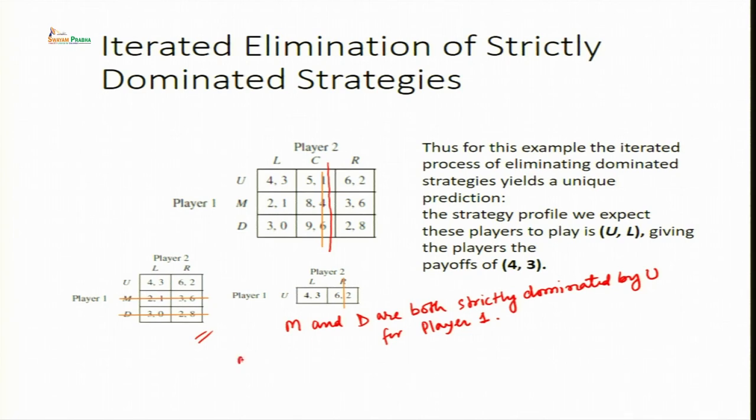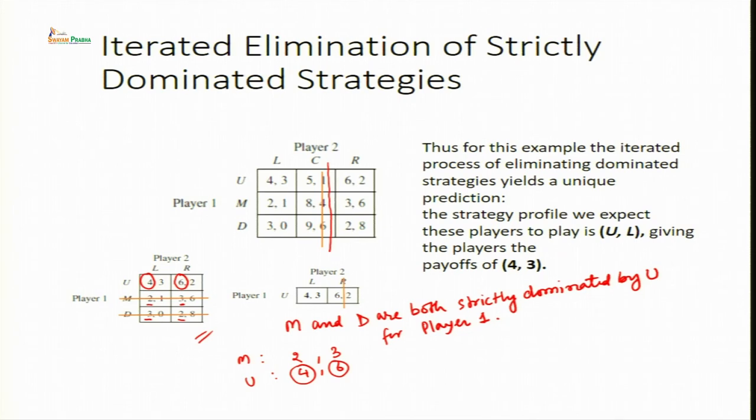By M, this person is getting 2 if player 2 plays L and 3 if player 2 plays R. Okay? With U, it is getting 4, 6. So, clearly we can see 4 is more than 2, 6 is more than 3. Here also we can see 4 is more than 2, 6 is more than 3 here. Okay? Similarly, here also 4 is more than this 3, 6 is more than 2. So, clearly M and D are strictly dominated actions of player 1.